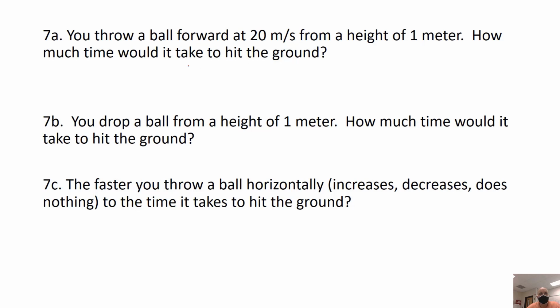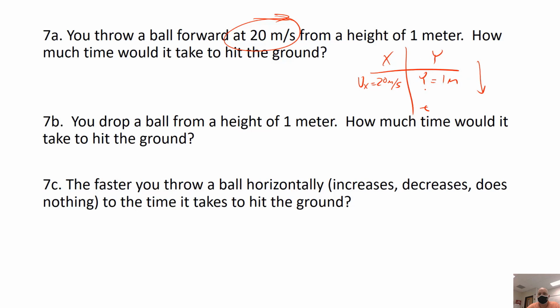Okay, in this problem, you throw a ball forward at 20 meters per second from a height of 1 meter. How much time would it take to hit the ground? Just do an x and y givens list. And you're throwing a ball forward, so the Vx, because it's forward, it's going to be horizontal, it's going to be 20 meters per second. And it's going to be from a height of 1 meter, so y would be 1 meter. How much time would it take to hit the ground? And so we're asking for time to hit the ground, time to go down.